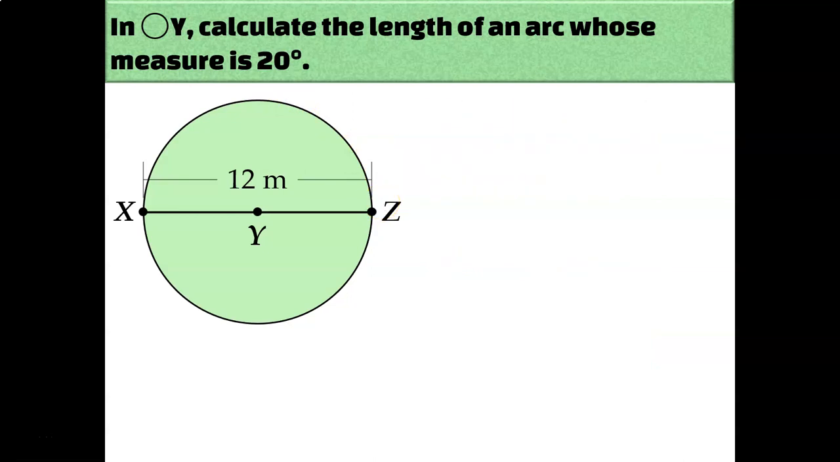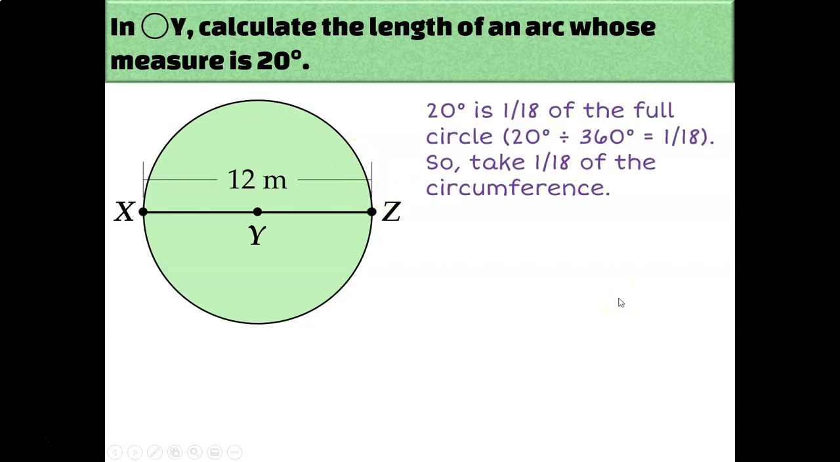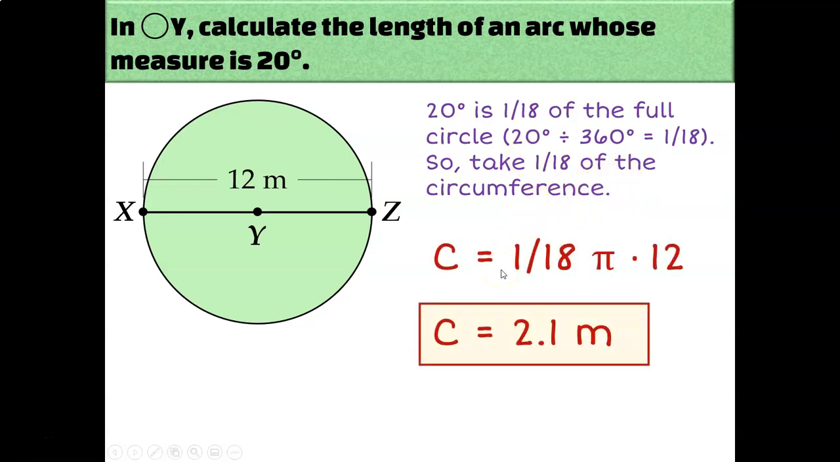What if I wanted an arc whose degree measure was just 20 degrees? Well, 20 is 1/18 of an entire circle. 20 divided by 360 is 1/18. So I could take 1/18 of the entire circumference and find out that that teeny tiny little arc length would be 2.1. And basically this process is what you'll do each time to figure out the length of an arc.